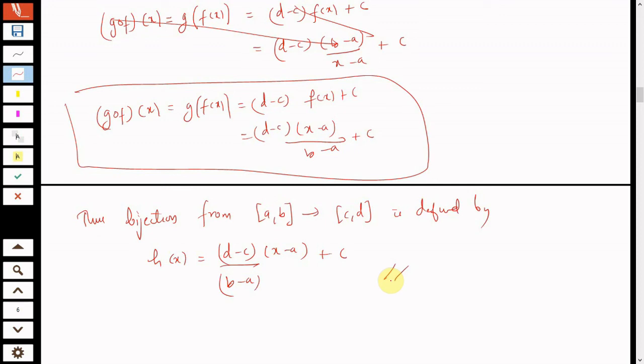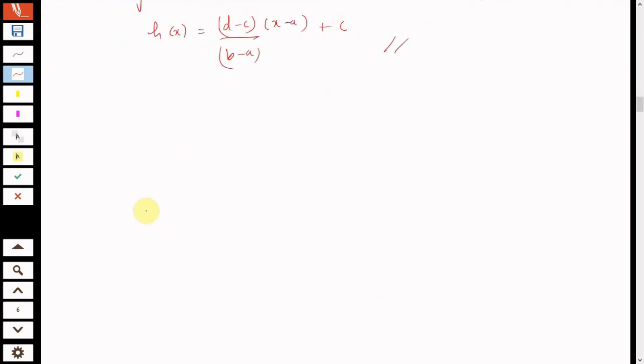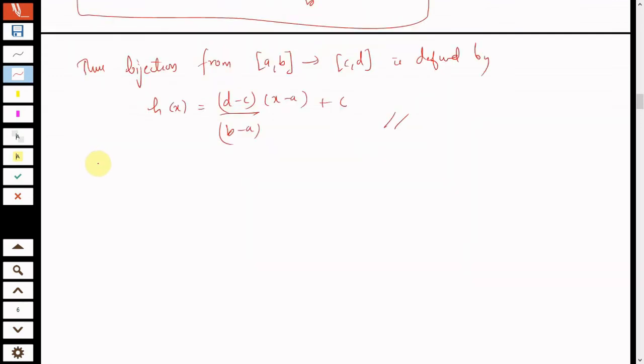Once we have a bijection from a closed interval a comma b to c comma d, can we have a bijection from the open interval a comma b to c comma d? And the answer to this question is very simple. You can have the same function as the bijection. If a is not included, then you can see that h of a will be equal to c, so that is not a part of the image. Okay, so the same bijection will work.